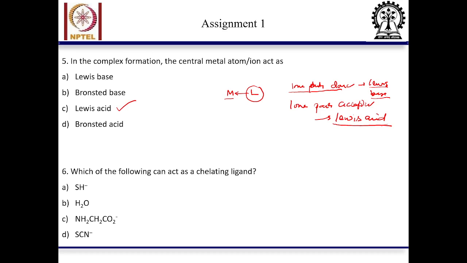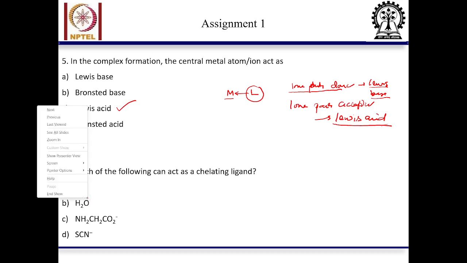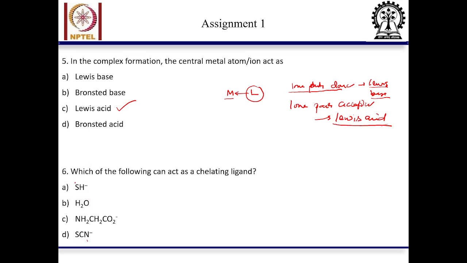So I will tell the others. Chelating agents are those which form a chelate. The property of a chelating ligand is that it should be a polydentate ligand, having two or more donor sites. In SH minus we have only one donor site, that is sulfur. In H2O we have one donor atom, that is oxygen. In SCN minus we have two donors, but at a time only one can donate, either nitrogen or sulfur. This is called an ambidentate ligand, we discussed it previously.